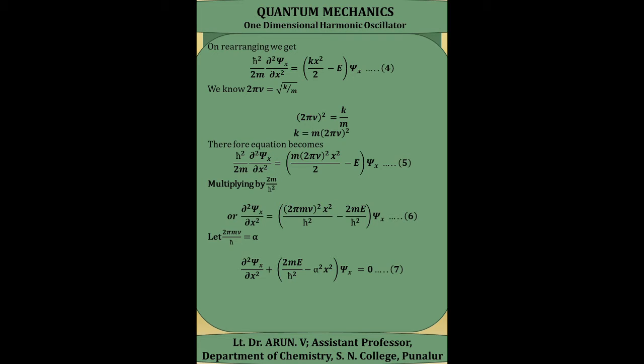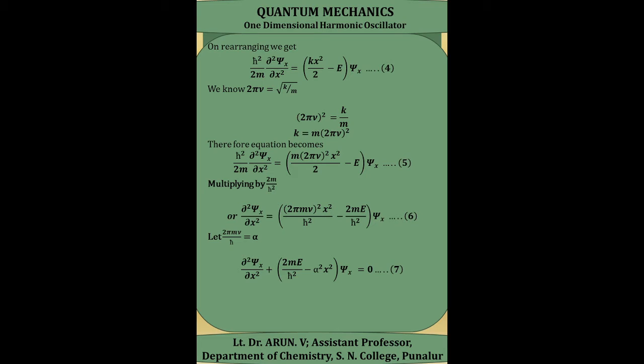Multiplying by 2m divided by h cross square throughout this equation, this equation becomes dou square psi x by dou x square, that is equal to 2 pi m nu the whole square into x square divided by h cross square minus 2mE divided by h cross square into psi x, that is equal to 0.